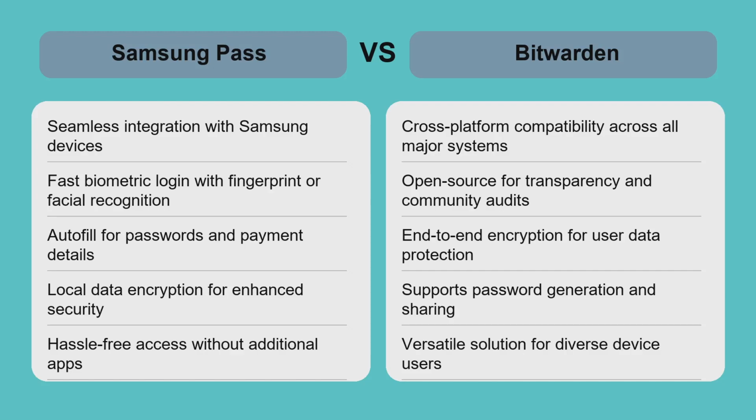Samsung Pass excels for users fully invested in the Samsung ecosystem, providing effortless biometric logins and autofill without additional apps. It's perfect for quick access on Samsung devices, but lacks cross-platform support. Bitwarden, on the other hand, offers flexibility across all major operating systems and browsers, making it suitable for users with diverse devices. Its open-source transparency and advanced security features appeal to those prioritizing privacy and control. However, it requires manual setup and learning.